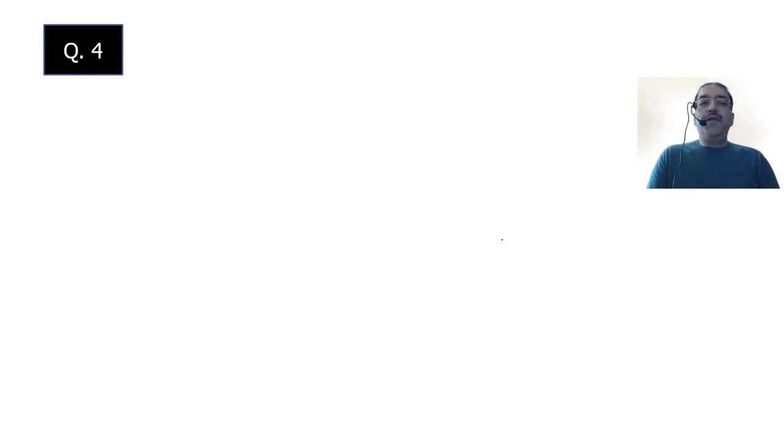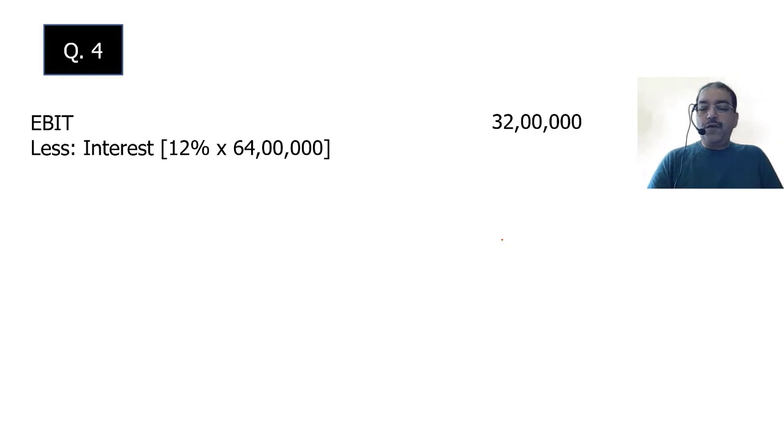So starting with first EBIT. EBIT is given to me as 32 lakhs. Interest on debt capital. What is the debt capital here? You can see that we are having 12% debentures. 8% preference capital is given, equity capital is given. After that is given 12% debentures. That is what debt capital. 12% is your rate of interest. So less now, 12% of 64 lakhs. That comes to 7 lakh 68,000. So net profit before tax will be 24 lakh 32,000.